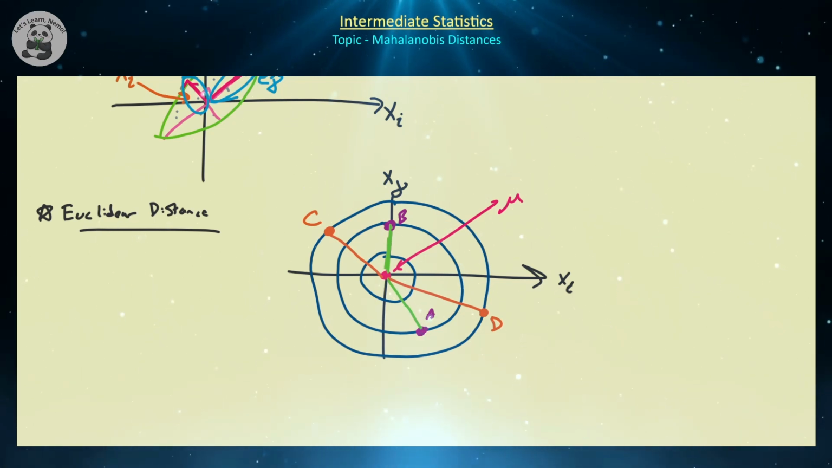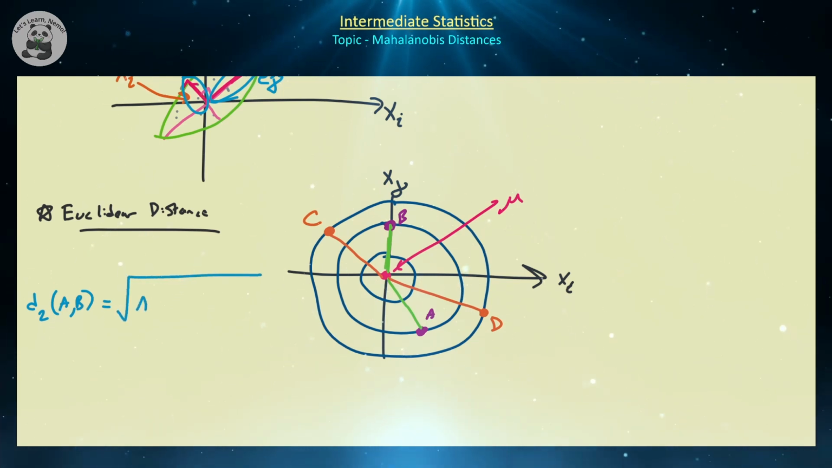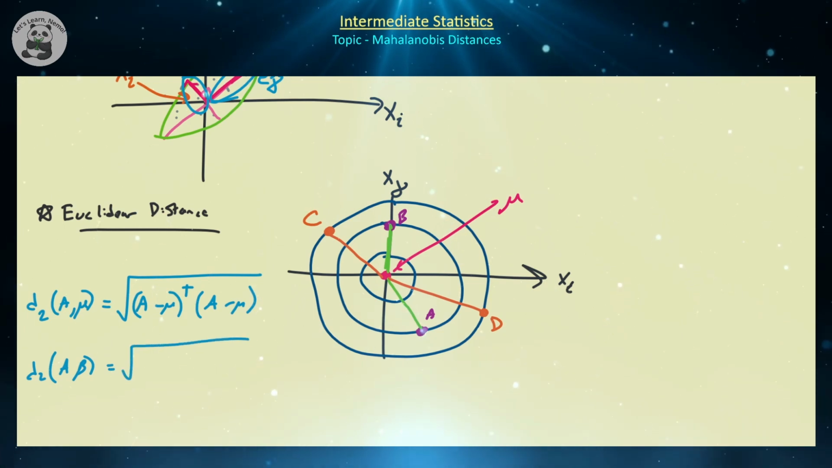So we can write a couple things here. For example, you can say that the Euclidean distance, which we're just going to be writing as d2 of A, B, is equal to what? So if we write this in matrix form, let's write A in terms of the vector mu. I think that's a little bit more useful. So the distance between A and mu is going to be equal to the square root of (A minus mu) transpose times (A minus mu). You could also write the d2 distance between A and B as the square root of (A minus B) transpose times (A minus B). Keep in mind, A and B are vectors.